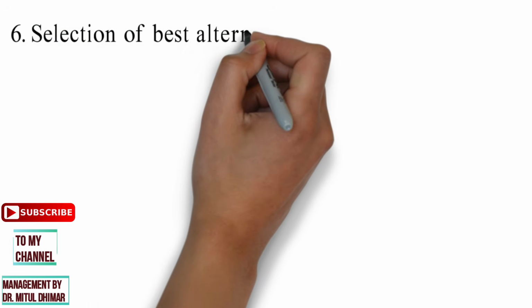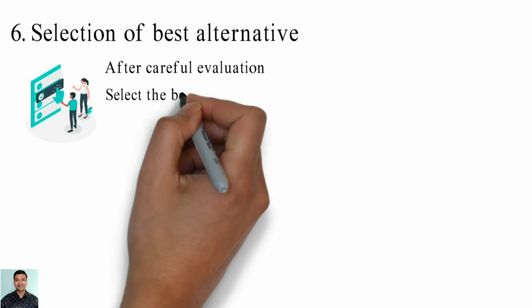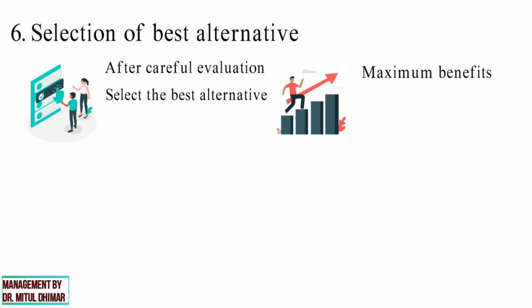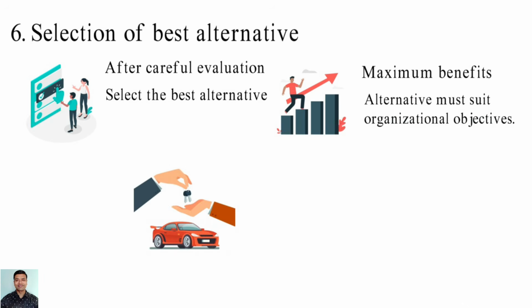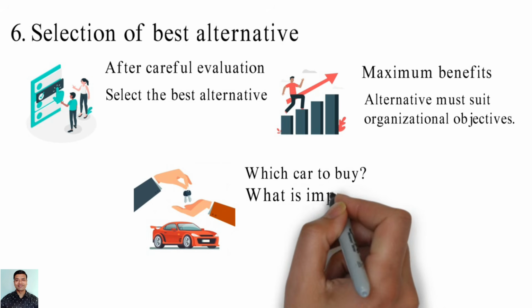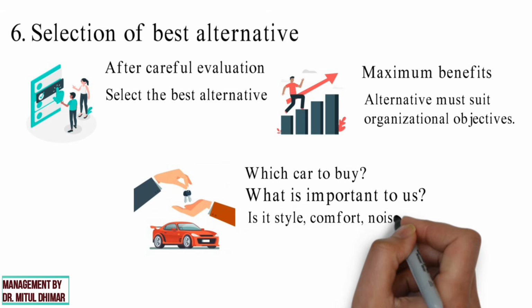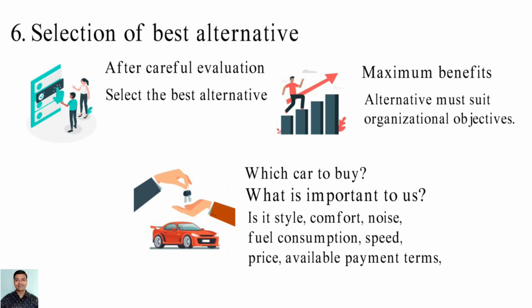Step number 6. Selection of best alternative. Now, after careful evaluation, the decision maker can select the best alternative. An alternative that gives maximum benefit to the organization is selected. At the same time, the selected alternative must suit organizational objectives. For example, try to decide which car to buy. What is important to us? That will help us determine which car best suit our situation. Is it style, comfort, noise, fuel consumption, speed, price, available payment terms, reliability, etc.